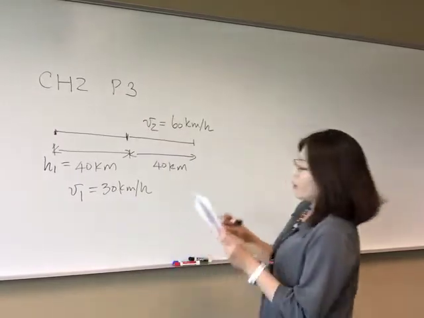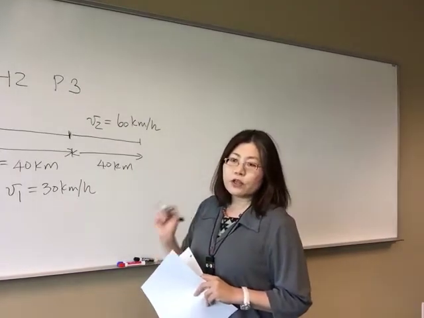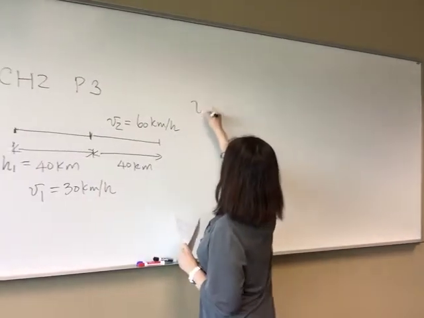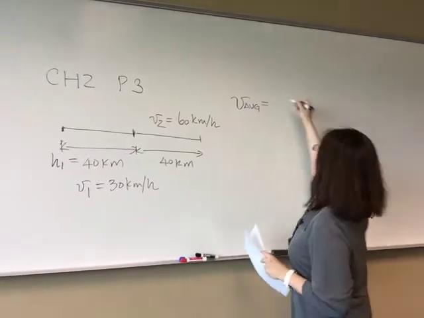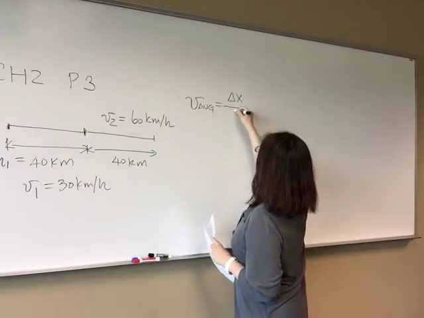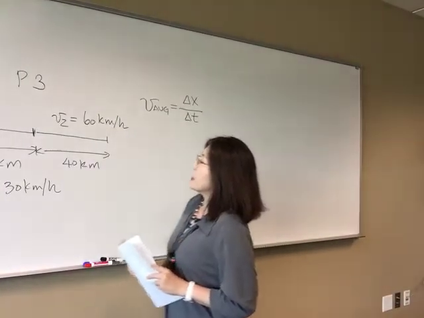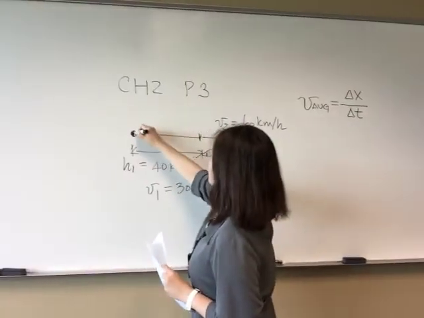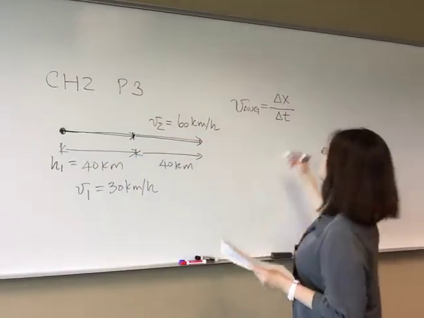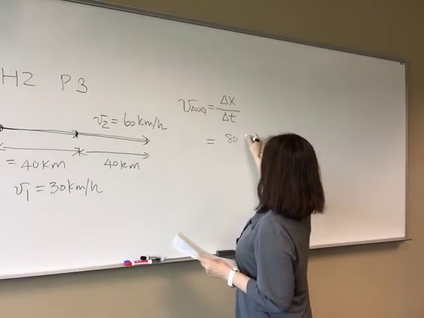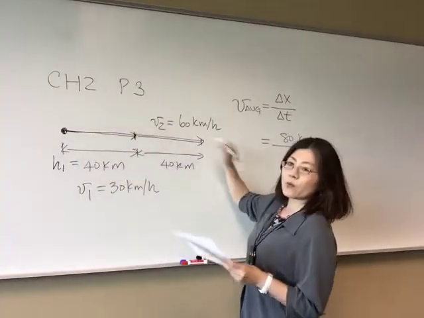So when we want to find the average velocity, how do we find it? You need to know what equation to use. So this is the equation. The average velocity is defined as the displacement over the time that the displacement took place. Okay, so what is the displacement? The car initially starts at this point, it goes 40 kilometers, and then it goes another 40 kilometers. So we know that the displacement is just 80 kilometers, because that's from this initial point all the way to the final point.